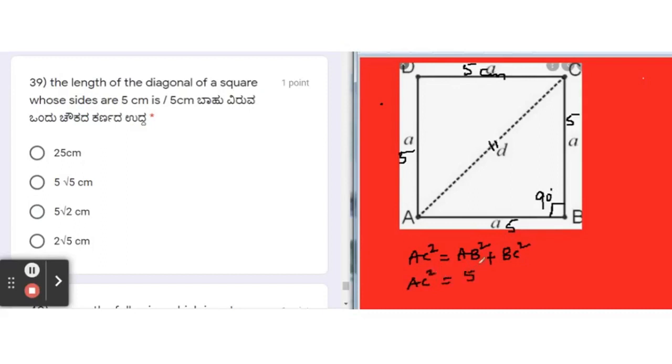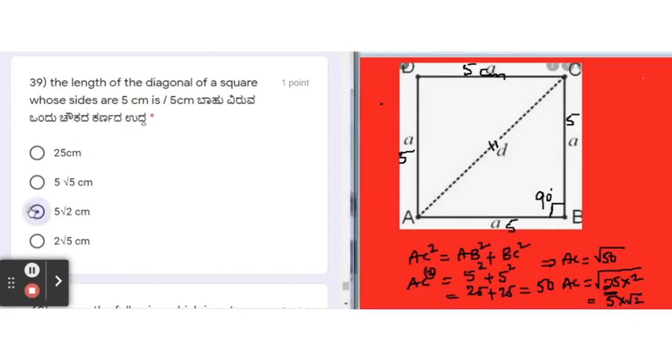AB, which is the side of the square, is 5, so 5 square plus 5 square. 5 square plus 5 square is 50. 25 plus 25 is 50. We want the diagonal, not the diagonal square, so when the square goes to the other side, AC becomes root 50. Root 50 can be written as root of 25 times 2. 25 2s are 50, right? So the square root of 25 is 5, into root 2. The correct option for this question is 5 root 2, option C.